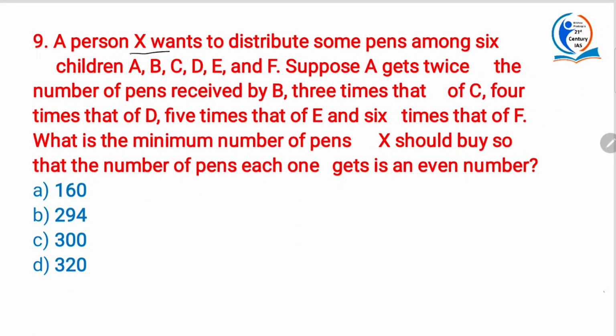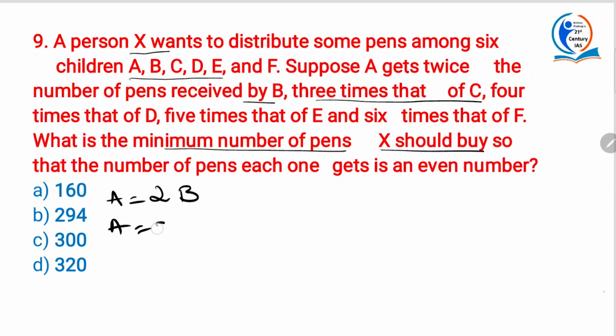A person X wants to distribute some pens among 6 children A, B, C, D, E and F. Suppose A gets twice the number of pens received by B, 3 times that of C, 4 times that of D, 5 times that of E and 6 times that of F. What is the minimum number of pens X should buy so that the number of pens each one gets is an even number? Okay, so A has twice the number of pens received by B, and A also has 3C, 4D, 5E and 6F pens. Now let A, B, C, D, E, F be the number of pens each individual is having.